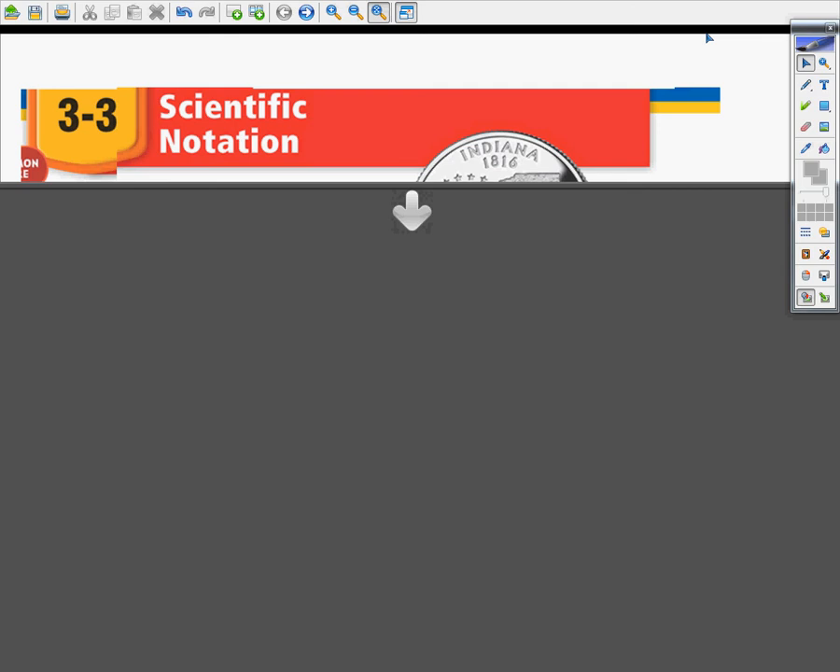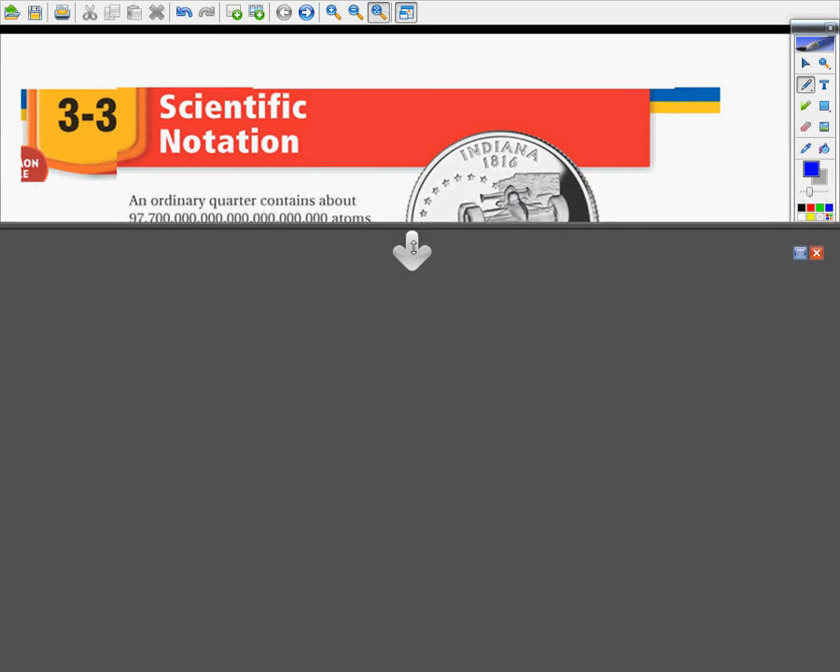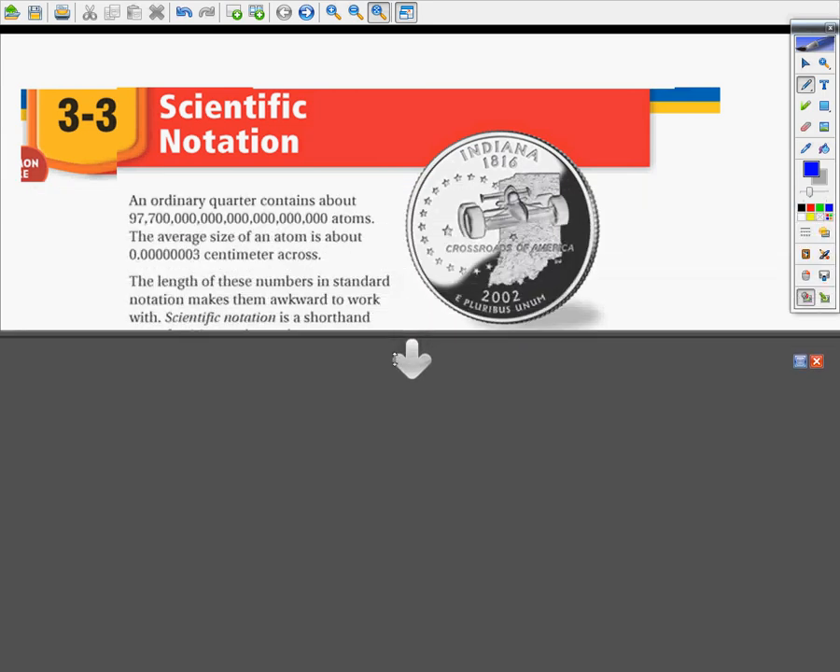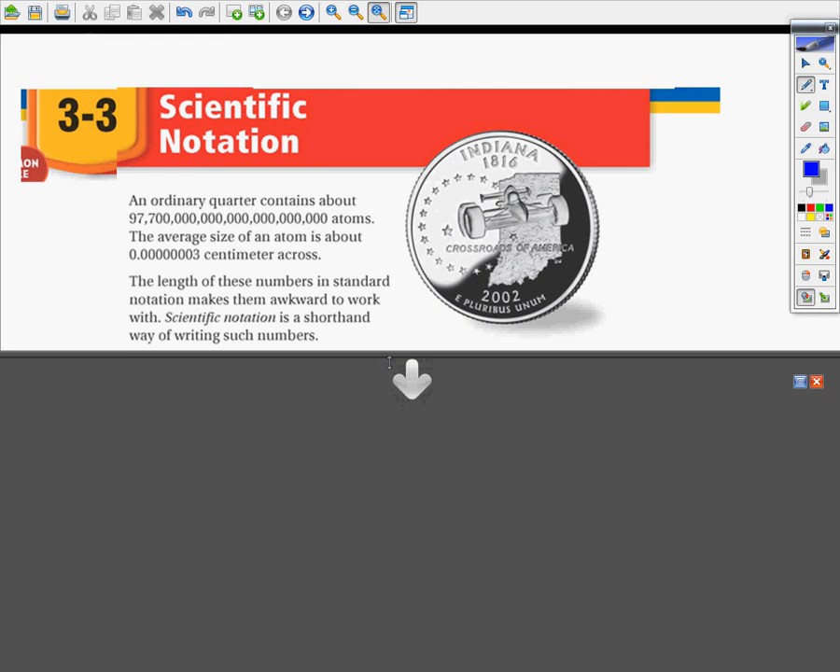This lesson is on scientific notation, which I understand is a review for you, so hopefully this won't take too much to get going. Here it says an ordinary quarter contains about 97 and then a 7, and then a ton of zeros after it, atoms. That is a huge number. And it says the average size of an atom is about 0.000003 centimeters across.